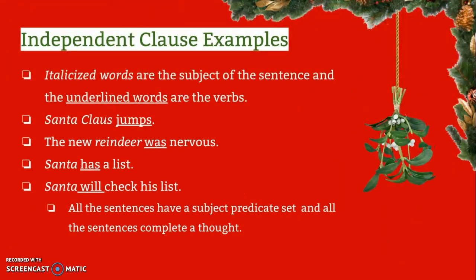Independent clause examples. Italicized words are the subject of the sentence and the underlined words are verbs. Santa Claus jumps. The new reindeer was nervous. Santa has a list. Santa will check his list. All the sentences have a subject predicate set and all the sentences complete a thought.